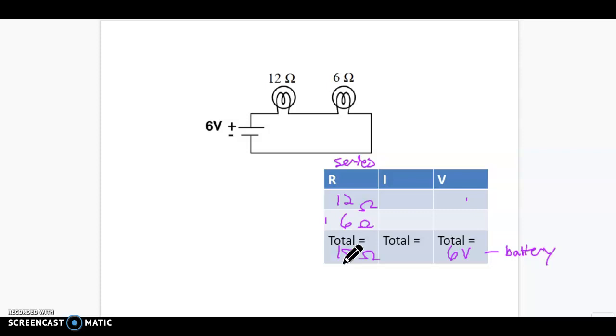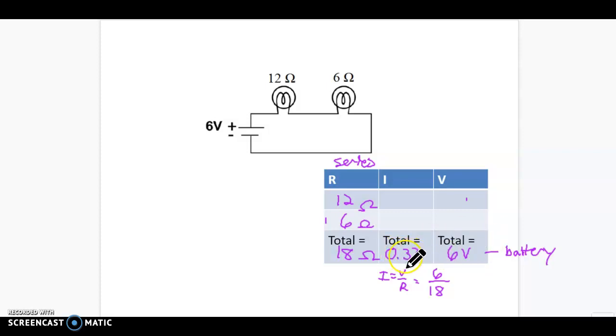Then I look for something else that I can solve for. I don't have 2 things in this row, so I can't solve out for anything. But I do have 2 things in this row, so I can solve out for the third thing here. And that's using that I equals V over R. So I put things in where they belong, but it has to come from that row. So the total voltage is 6 volts. The total resistance is 18 ohms. And I divide that, and I'll end up with a decimal, and that's all right. I end up with 1/3 or 0.33.